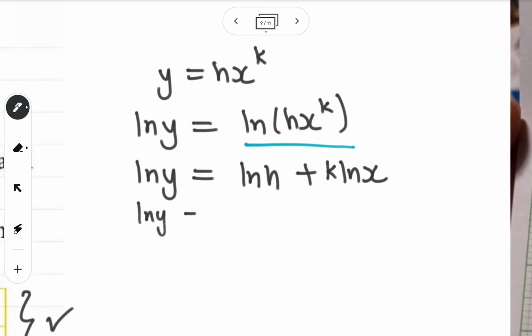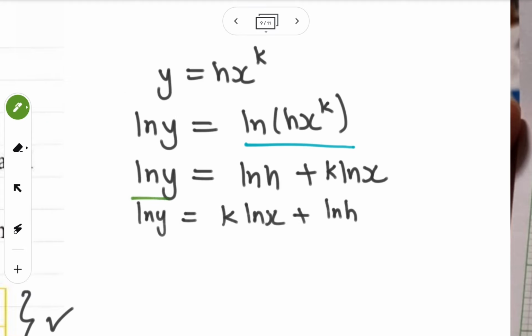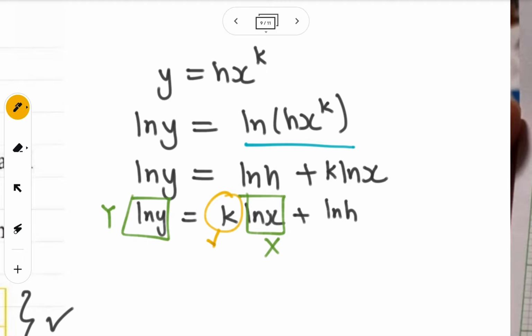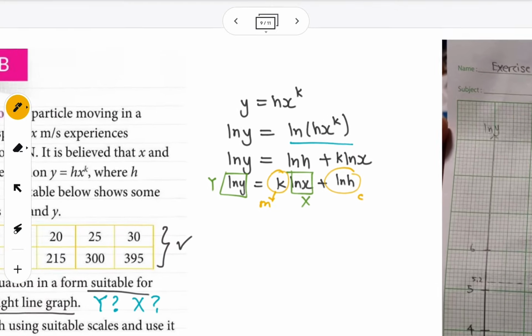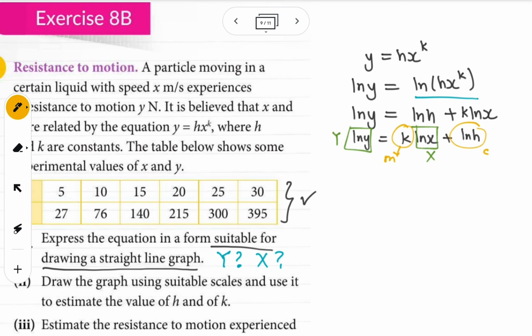Let me rearrange it. The reason why I'm rearranging it is so that I can see who is my big Y and big X. This is my big Y. This is my big X. And finally, m is my gradient, c is my y-intercept. And you can see that this is a suitable equation for drawing a straight line graph. So this is for part 1.